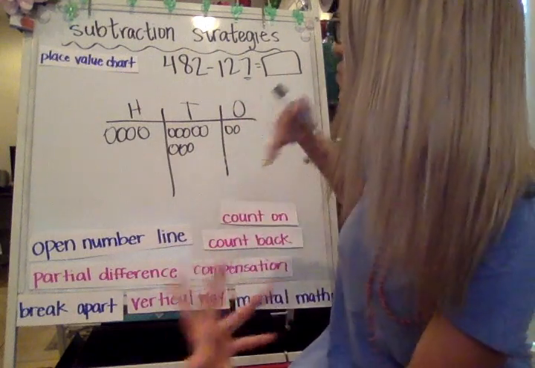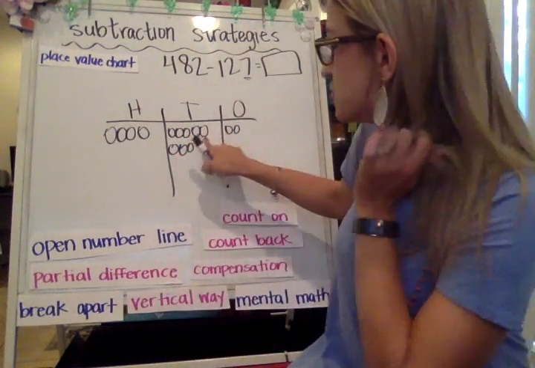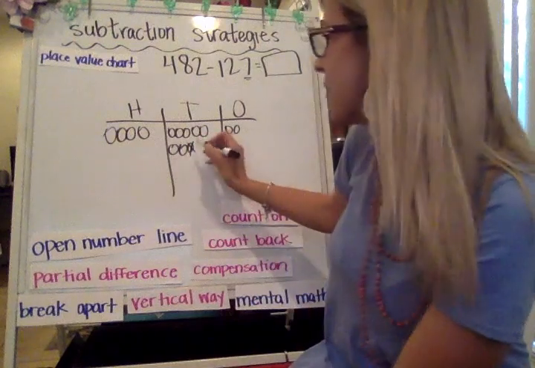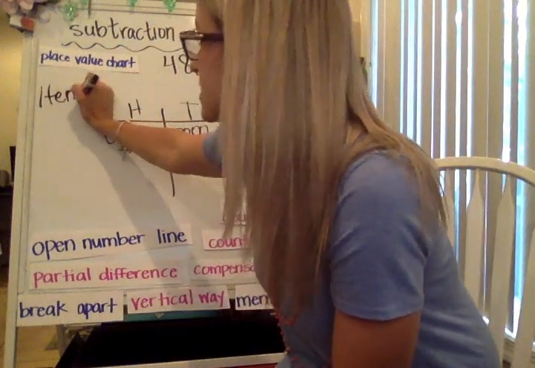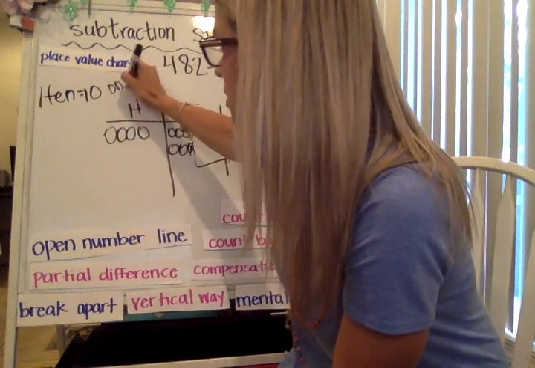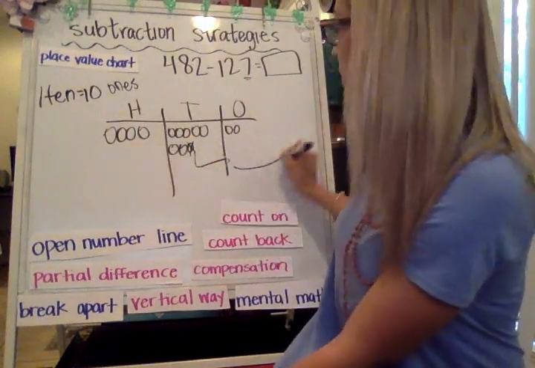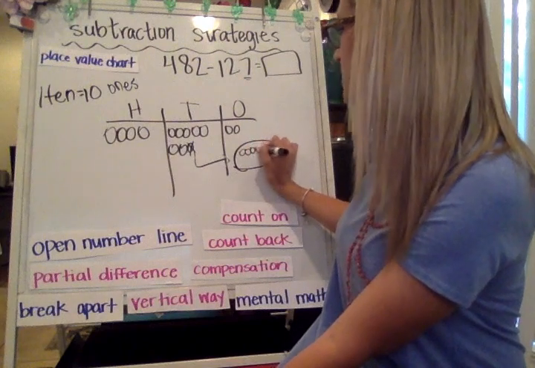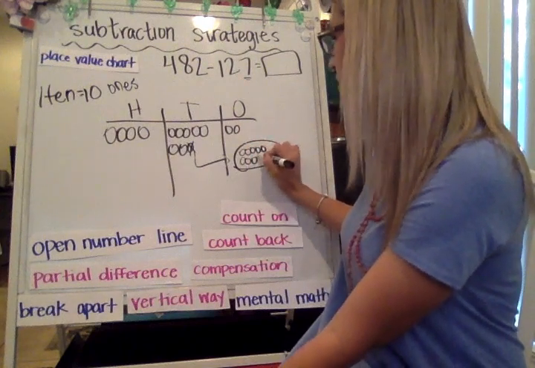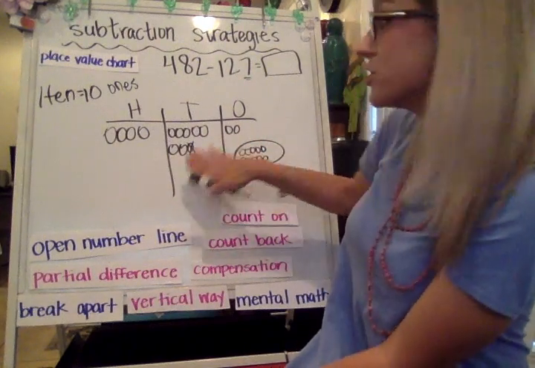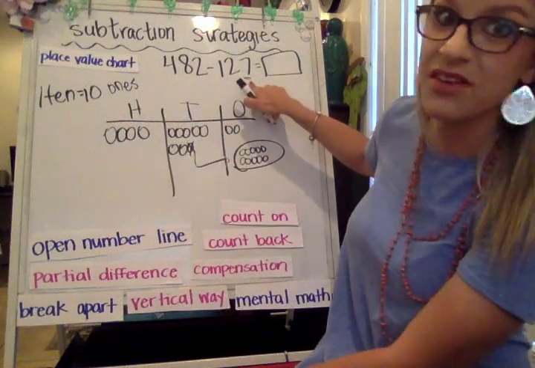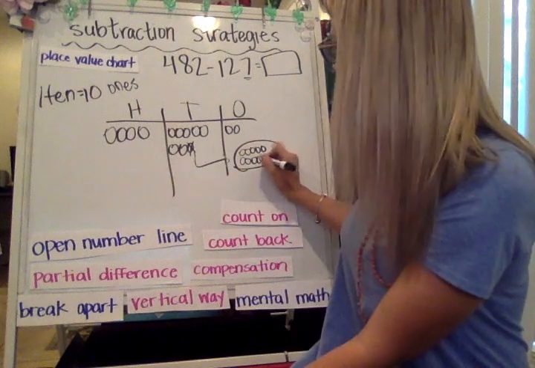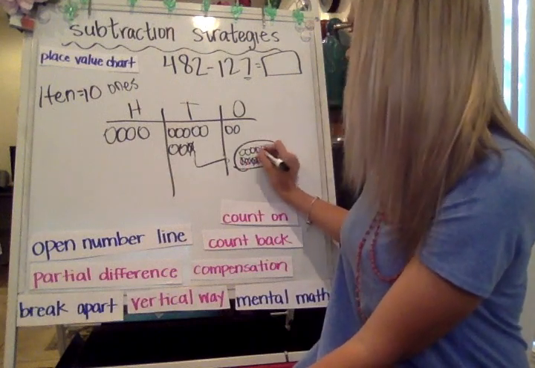So what you have to do is you have to unbundle. Each of these in the tens column is worth 10 ones, because we know that 1 ten is equal to 10 ones cubes. So we're going to just put this circle here, and put 10 little circles inside. So we traded in 1 ten for 10 ones. Now we can take away 7 from the ones place. 1, 2, 3, 4, 5, 6, and 7.